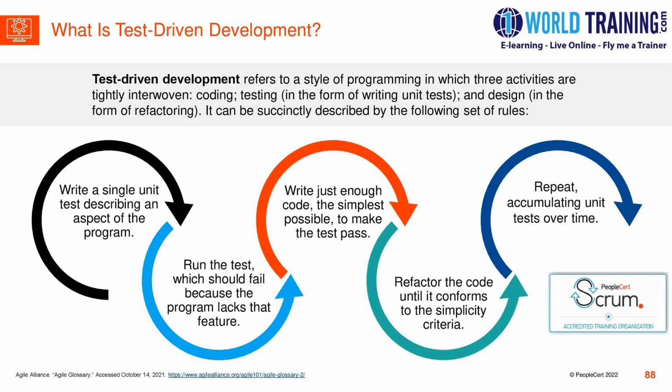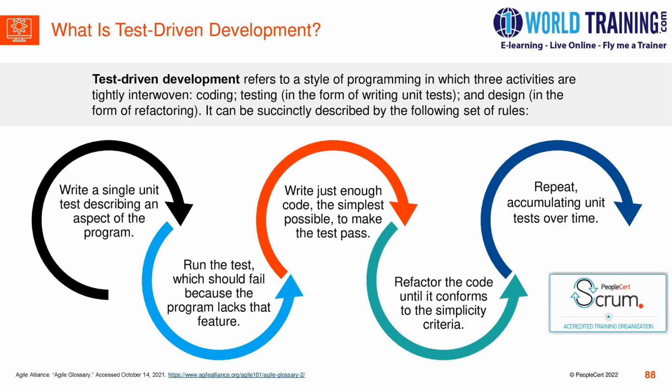It can be succinctly described by following this set of rules. We first write a unit test. In test-driven development, we don't start with coding. We first write a single unit test describing the aspect of the program which we want to test. Once we have written the unit test, we run it, and it is bound to fail because no piece of program has been written at that point in time. The unit test should fail because the program lacks that feature.